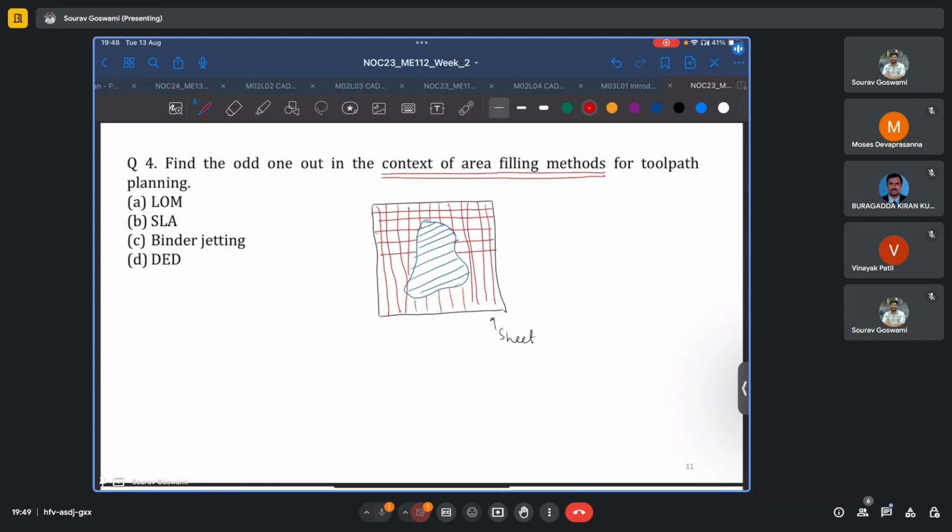And because of this standout feature, where we are devoting most of our energies on actually working with the undesirable region rather than the desirable region, it is the laminated object manufacturing which stands out in this case in the particular context of area filling methods. In all other, of course, we are more interested in the region of interest, whereas here we are more interested in the unwanted material.